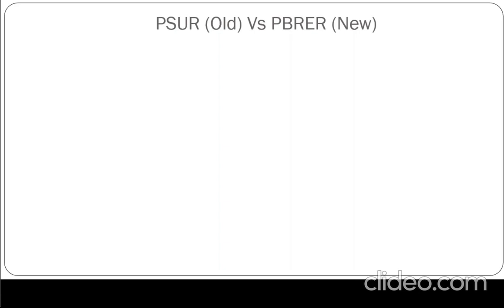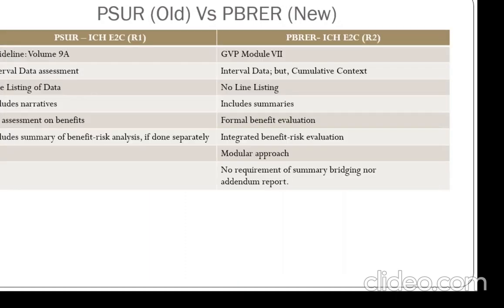All right. So the PSUR, the old approach, to be honest, I used to look at it as a data dump. It was not giving me any clear picture. This is obviously my personal opinion, which I'm sharing with you. But let's look at it very briefly. PSUR follows the ICH E2C R1 guidelines, and PBRER follows the ICH E2C R2, with both having EU guidelines. The guideline was Volume 9A, whereas this is GVP Module 7.